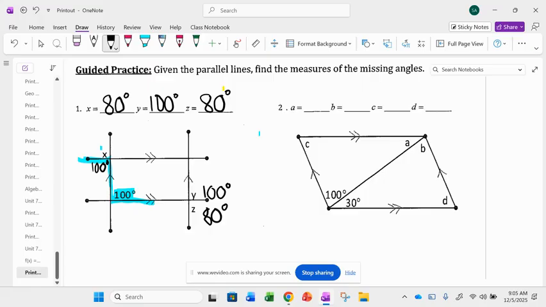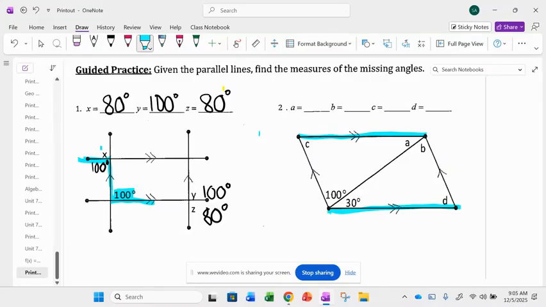All right, next one. So there's two sets of parallel lines. There's the double arrowhead parallel lines and there's the single arrowhead parallel lines. Which one do you guys want to work with first? Double arrowheads or single arrowheads? Doesn't matter. Double? Okay. Here's double. The only numbers we have are the 30 and the 100.